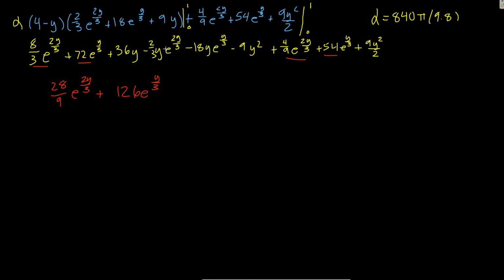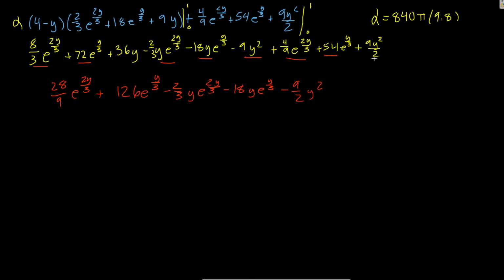Next up is going to be ye to the 2y over 3. There's only one of them, and same thing for just ye to the y over 3, so we're just going to write both of these terms. So minus 2/3 y e to the 2y over 3, minus 18y e to the y over 3. Okay. Then we have positive 9/2 y squared minus 9y squared. So that's equal to negative 9 over 2 y squared.